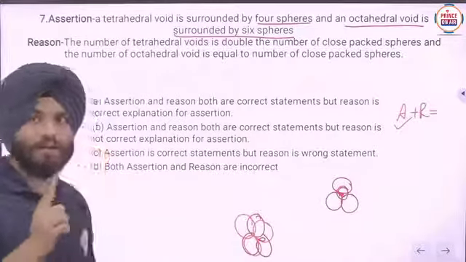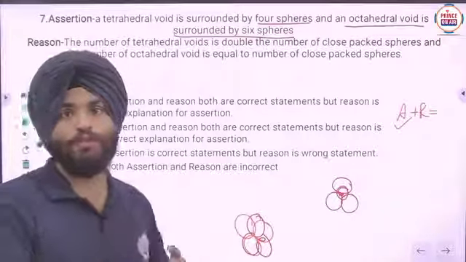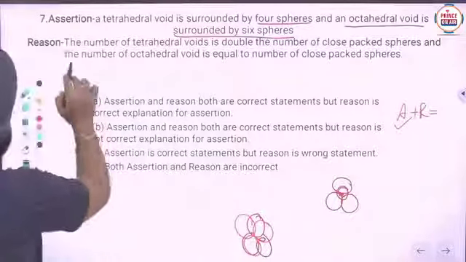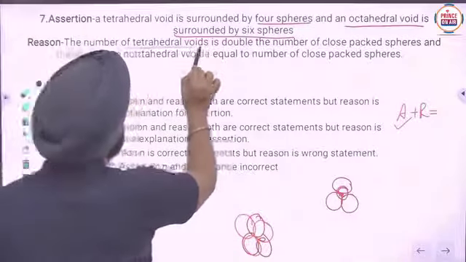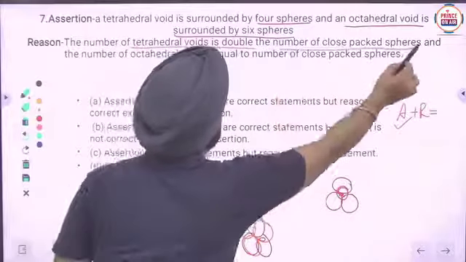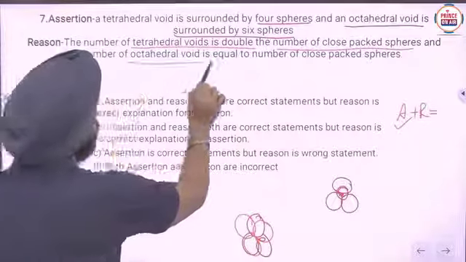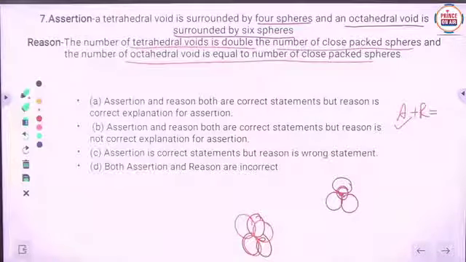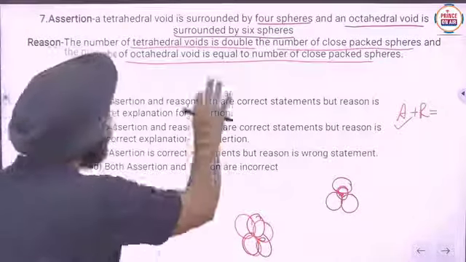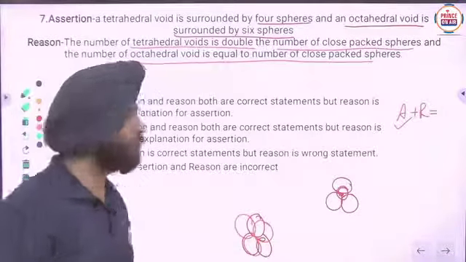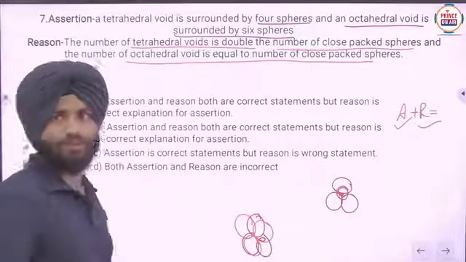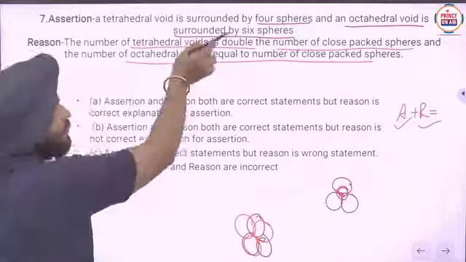If the assertion is correct, the answer should be from the first 3 options, A, B or C. Now see that the number of tetrahedral voids is double the number of close packed spheres, and the number of octahedral voids equals the number of close packed spheres. That option is also correct. The reason is also correct, but there is no relationship between these two.